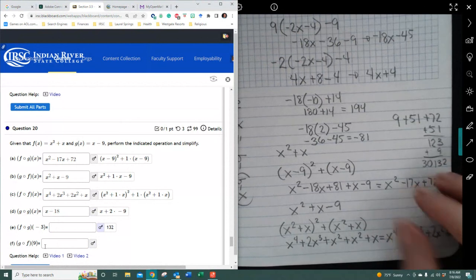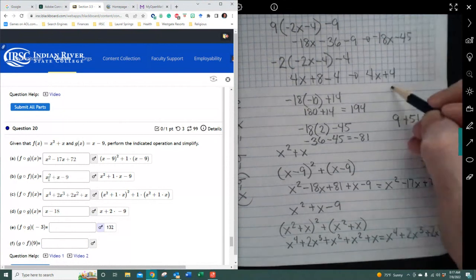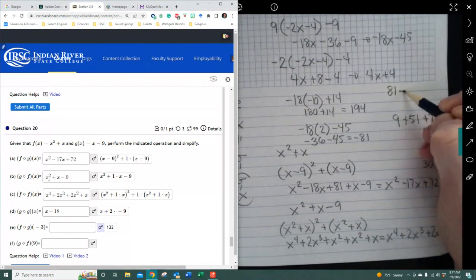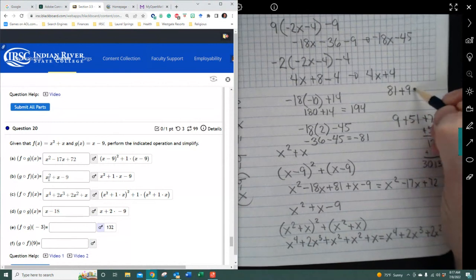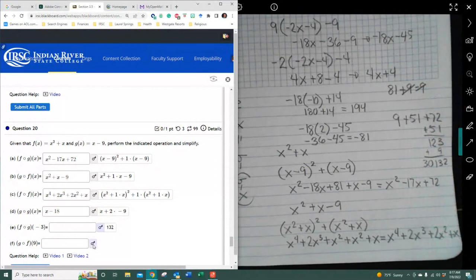Okay, the last one is g of f. We're going to put 9 into this one. 9 squared is 81. And I'm making sure I watch my signs now. And then we have 9 minus 9. These cancel each other, so you should be left with 81. And in fact, that's true.